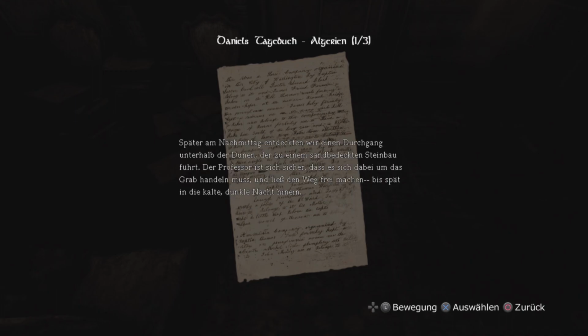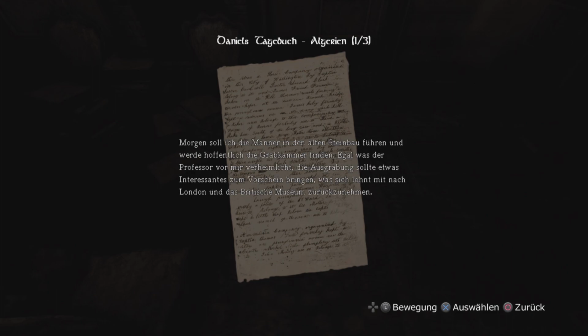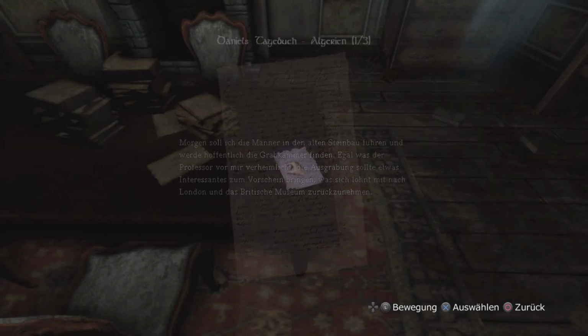Later that evening, we uncovered a passage beneath the dunes leading to a sand-covered stone structure. The professor was confident it was the tomb we sought and ordered the others to clear the way late into the dark, cold night. Tomorrow, I shall lead the men into the ancient structure, hoping to reach the burial chamber. No matter what the professor is keeping from me, the dig should yield something interesting to take back to London and the British Museum.